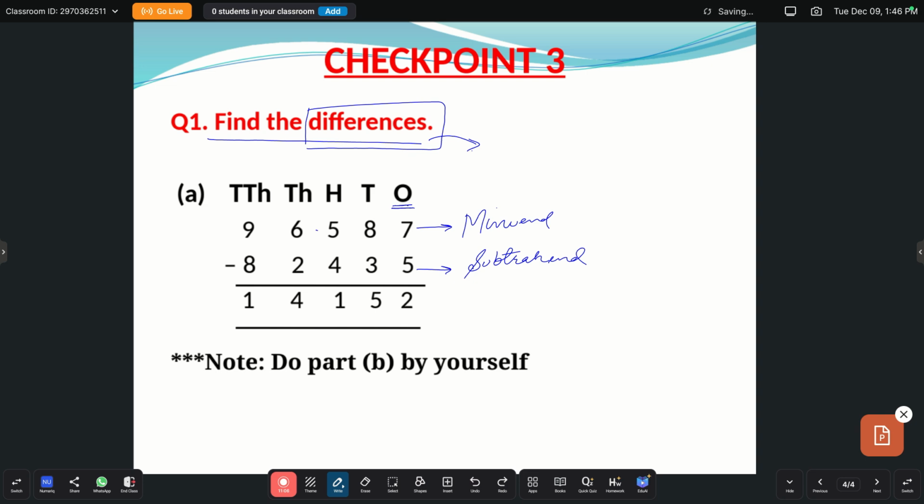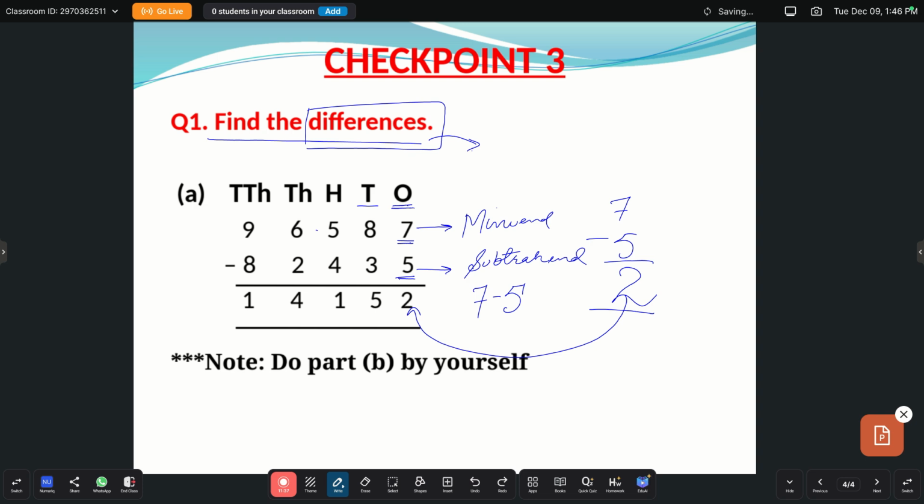Okay, so here at ones column, what is our minuend here, beta? It is 7. What is the subtrahend, beta? It is 5. So you are supposed to write down 7 minus 5, as your minuend is 7 and your subtrahend is 5. What is 7 minus 5, beta? It is 2. So we will write 2 here.